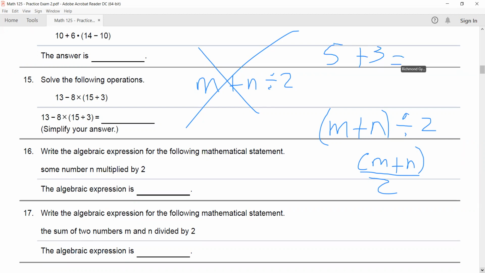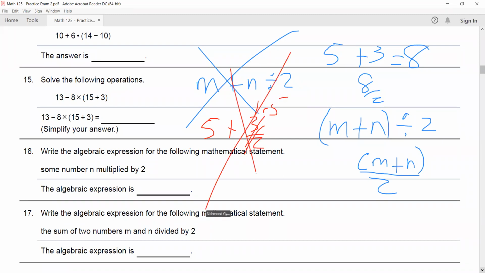You have to add them, get your 8, and then divide 8 by 2. That's what it means. But you don't have to do this. 5 plus 3 divided by 2, 3 divided by 2 is 1.5. So 5 plus 1.5 gives you 6.5.